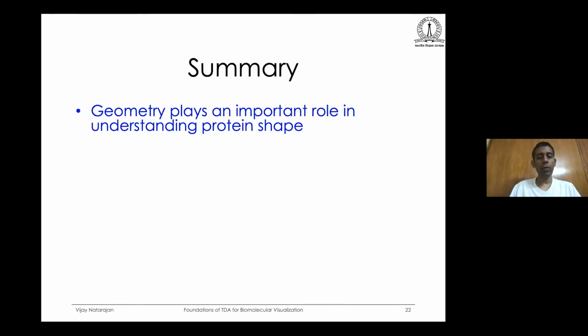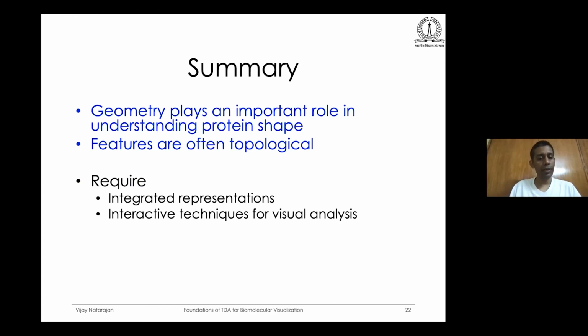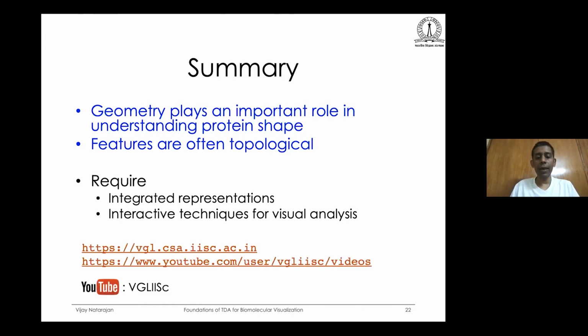So I want to end by saying that geometry plays an important role in understanding protein shape. And we are happy that this is a well-accepted fact already within the bioinformatics and the structural biology worlds. But what we also find is that good representation of features and efficient computation using these features require a sufficiently sophisticated topological representation. So what we need in future is more integrated representations that use topology together with traditional representations of biological structure and techniques for interacting with such representations. So I will end there, and I guess we are ready for questions.